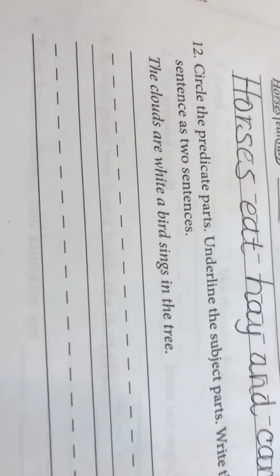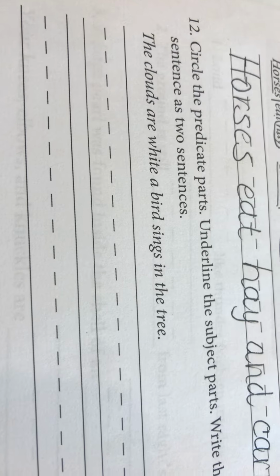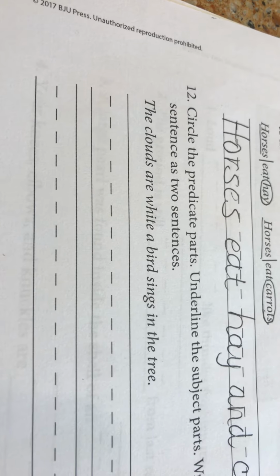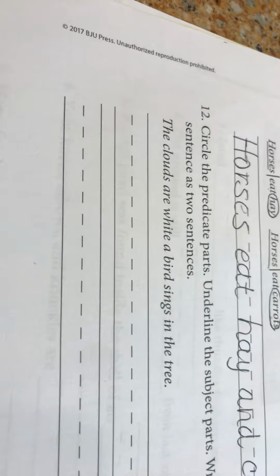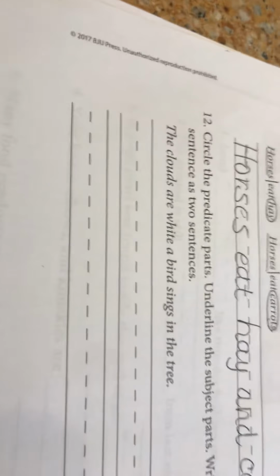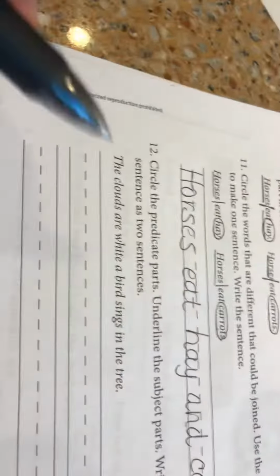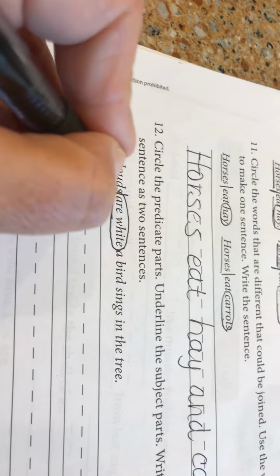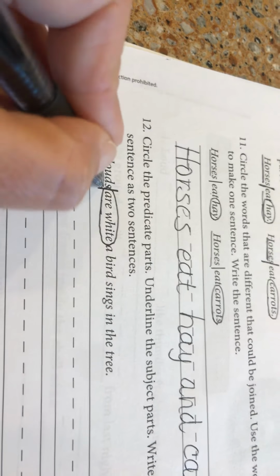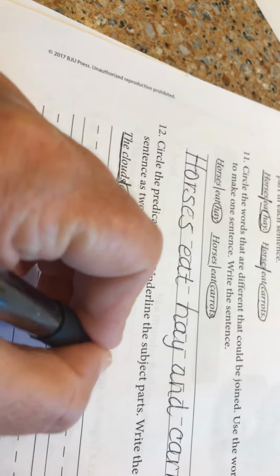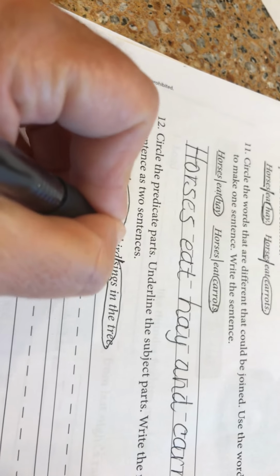And number 12 says to circle the predicate parts, underline the subject parts, write the run-on sentences as two sentences. The clouds are white, a bird sings in the tree. So if I look, I have a beginning capital and a period, so it looks like a sentence, but there are two thoughts going on. So in the first part, I see the verb are, so the predicate is are white, the subject is the clouds. In the second part, I find the predicate sings in the tree, and the subject part is a bird.